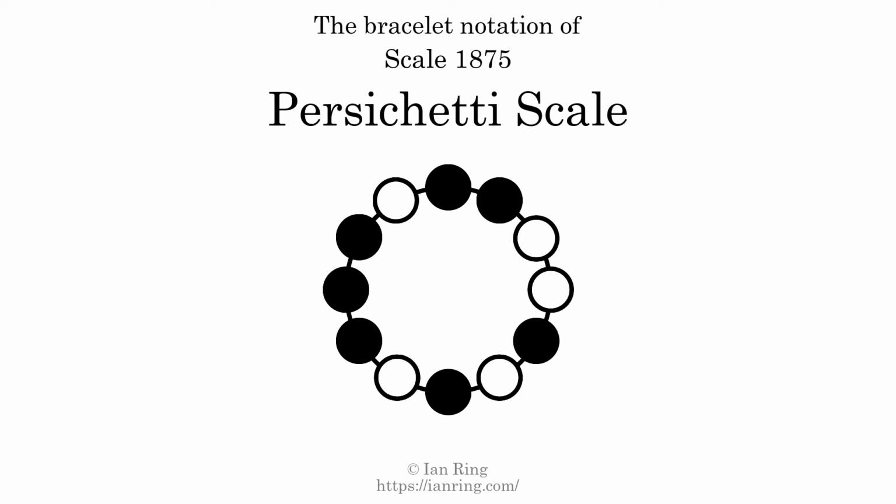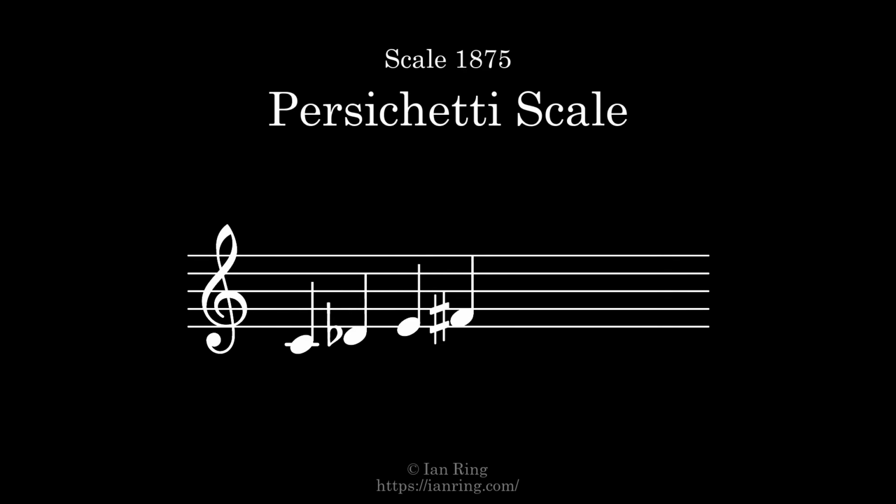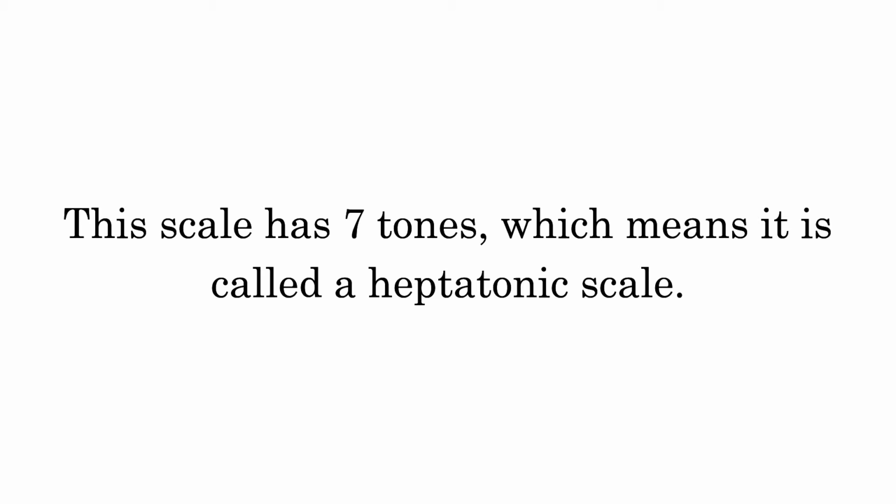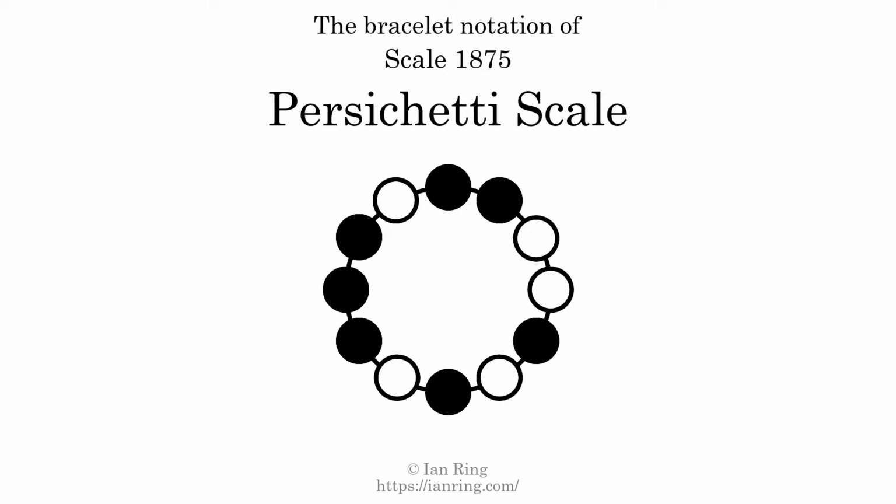1875, Persichetti Scale, which sounds like this. This scale has 7 tones, which means it is called a heptatonic scale. This is a bracelet notation diagram of scale 1875. The shaded circles represent tones that appear in the scale, and they are read clockwise, starting at the top.